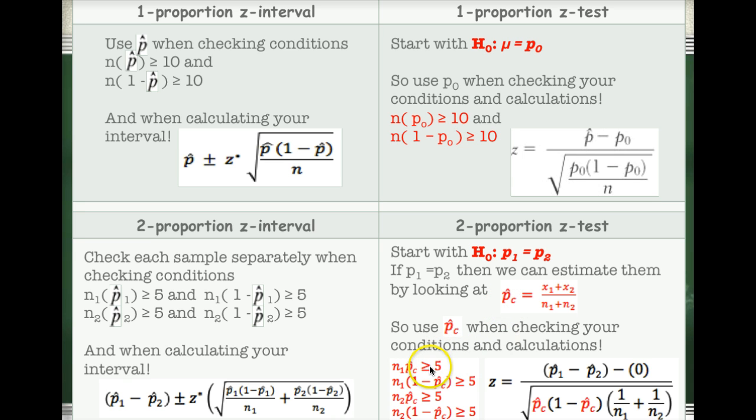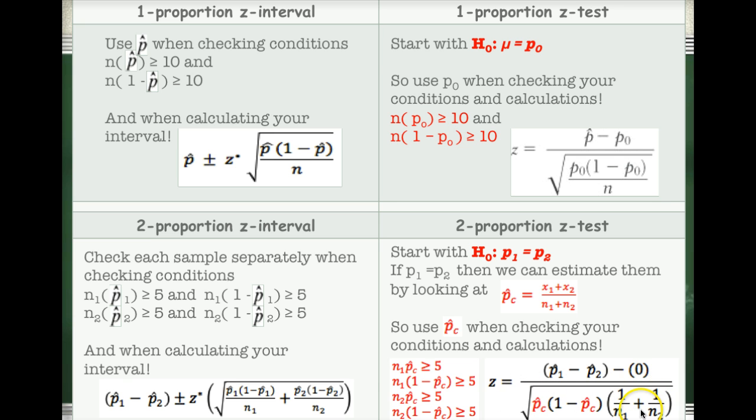Now notice, when I take two samples, I am okay with my condition only being greater than or equal to 5, but the biggie is noticing that I'm using the combined proportion when checking this condition, not p-hat 1, not p-hat 2. And when I calculate my z statistic, I'm using my p-hat combined in this standard deviation.